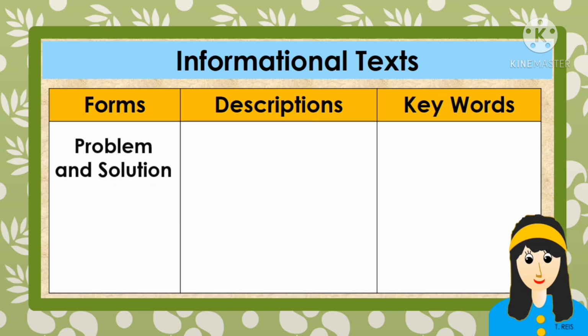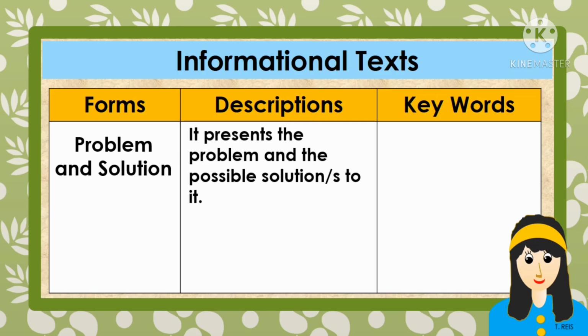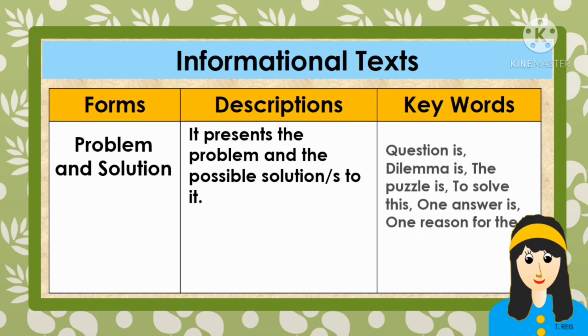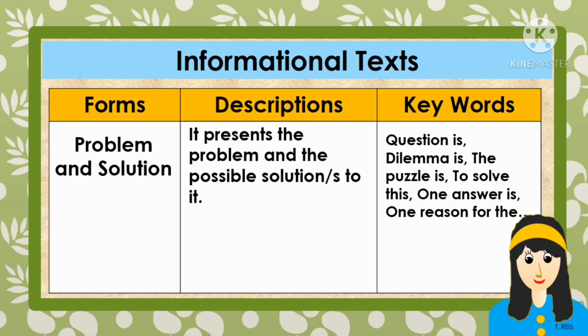Form, problem and solution. Let us describe what is problem and solution. Problem and solution presents the problem and the possible solution or solutions to it. And what are the keywords? Here are the keywords: the question is, the dilemma is, the puzzle is, to solve this, one answer is, and one reason for the. Those are the keywords for problem and solution.